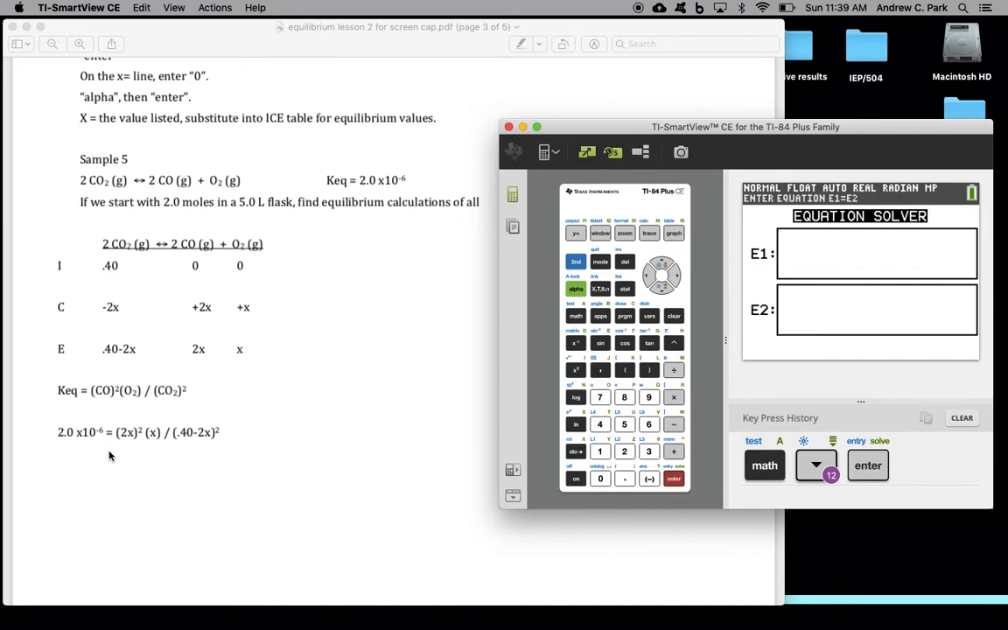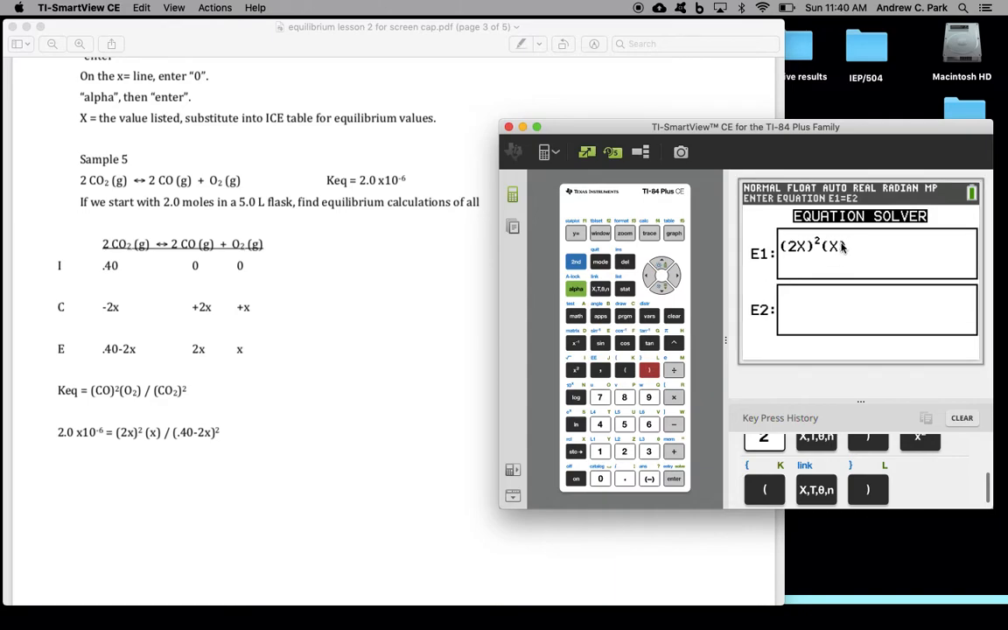To solve for x, I'm going to go to my solver and type in what I have set up for the left side and right side of the equation. I'm going to put this whole left side here in box 1. So that's going to be parentheses 2x, close that parentheses, square it, and it's multiplied by x. If it's a singular x here, you don't really need the parentheses around it. I'm just doing it to keep consistent with what I have. And then divide.